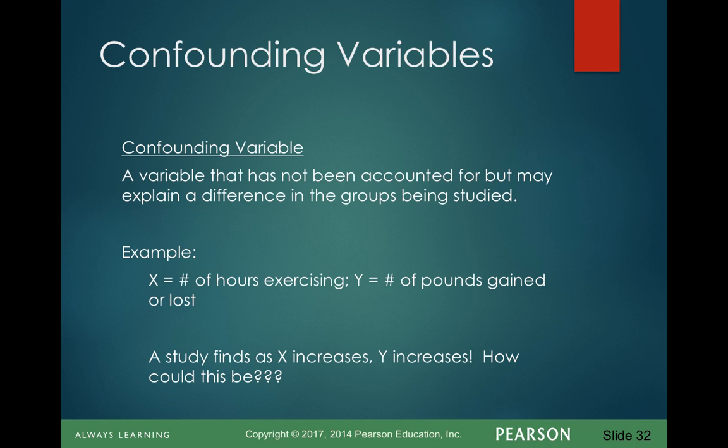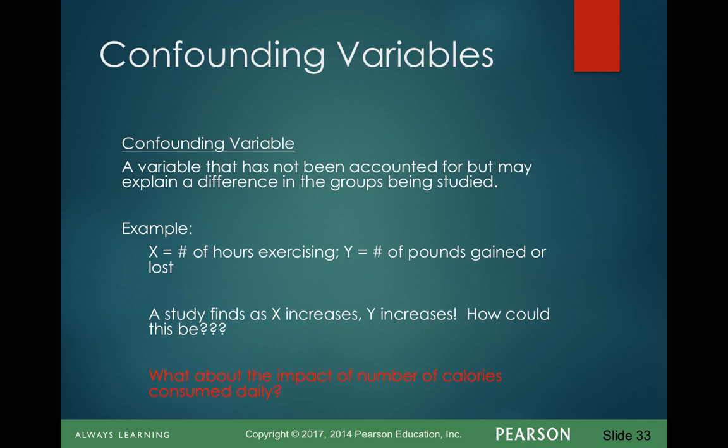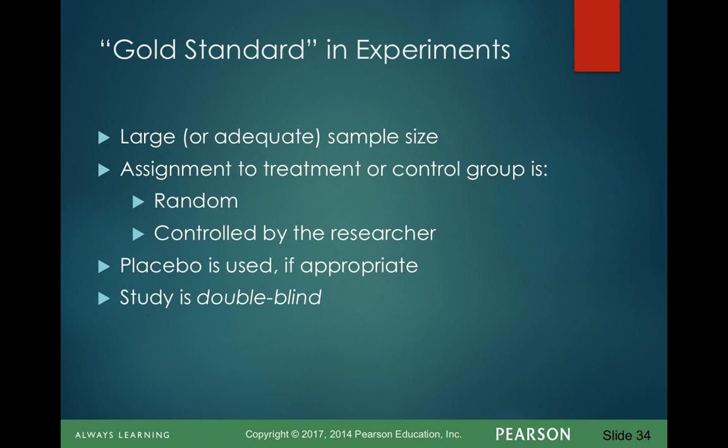Well, how could this be? There's clearly something else explaining that relationship, and very likely that extra thing could be the number of calories consumed daily. So any variable that's not being accounted for, but has a way of explaining a difference in the outcome, is called a confounding variable.